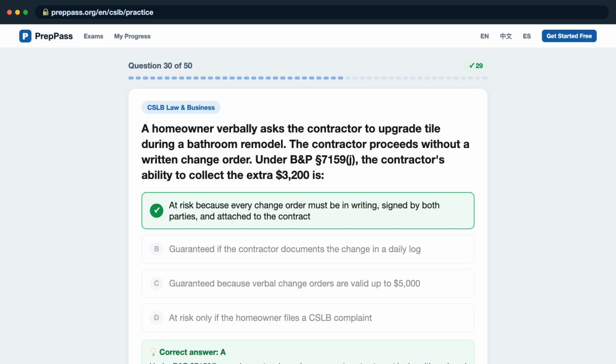The correct answer is A. Under BNP Section 7159(j), any change to a home improvement contract must be in writing, signed by both the contractor and the owner, and incorporated into the contract. Verbal change orders are unenforceable as home improvement contract modifications.